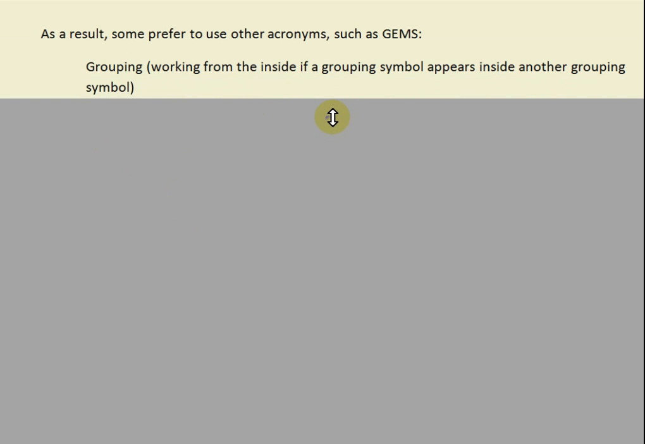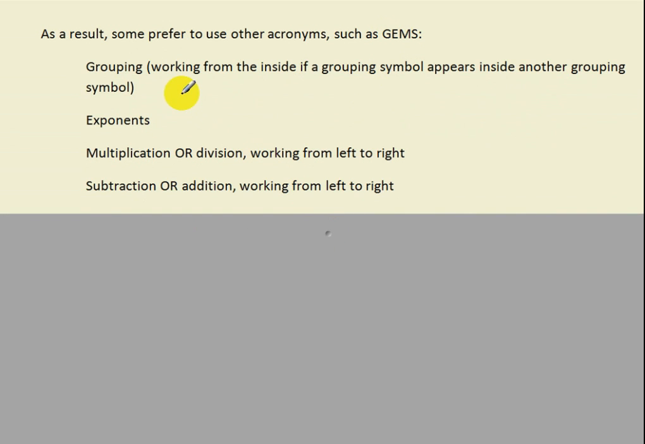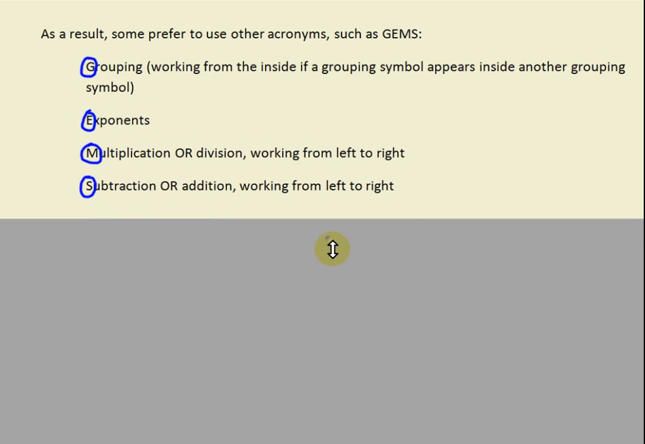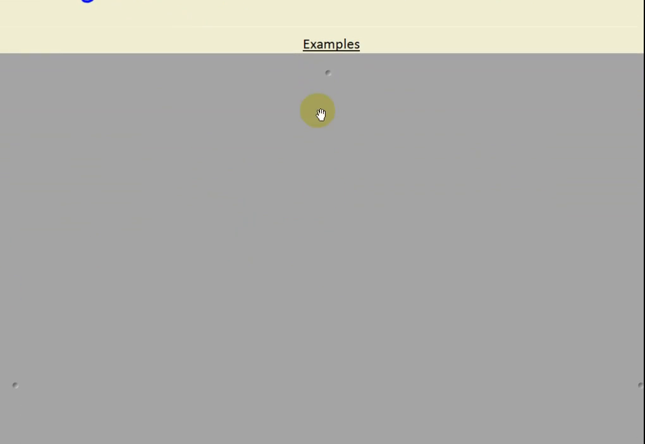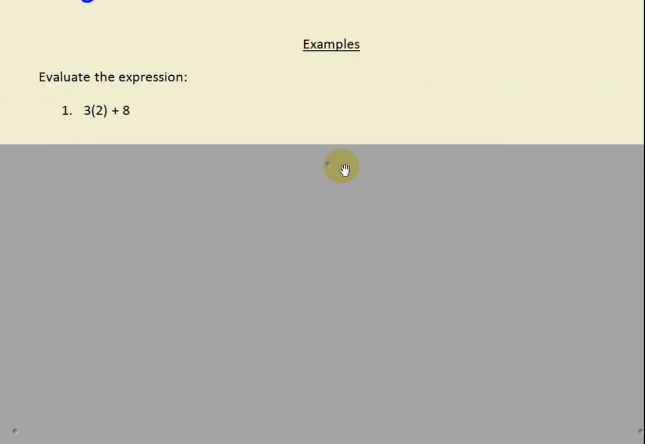Now, because of those little catches, some people prefer a modification, such as you might hear GEMDAS, where the G represents grouping, or even simpler yet, GEMS. So here's where we look at grouping, which remember includes not just parentheses, then exponents, then multiplication or division, whichever one shows up first, and then subtraction or addition, whichever one shows up first. So we have our 4 layers here giving us GEMS. So whichever method you use to remember, just remember that you do need to follow a conventional order or you're going to end up with the wrong answer.